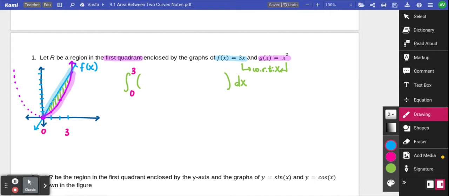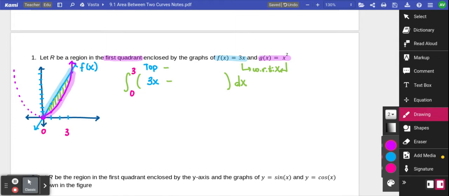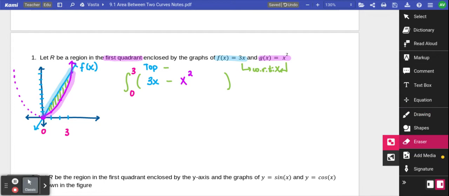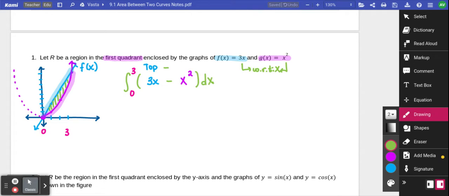So in this case, the top function is 3x. And the bottom function, so minus, the bottom function is x squared. And I guess I can probably move this a little closer, right? Okay. So now in order to find the area, I just need to evaluate this integral.